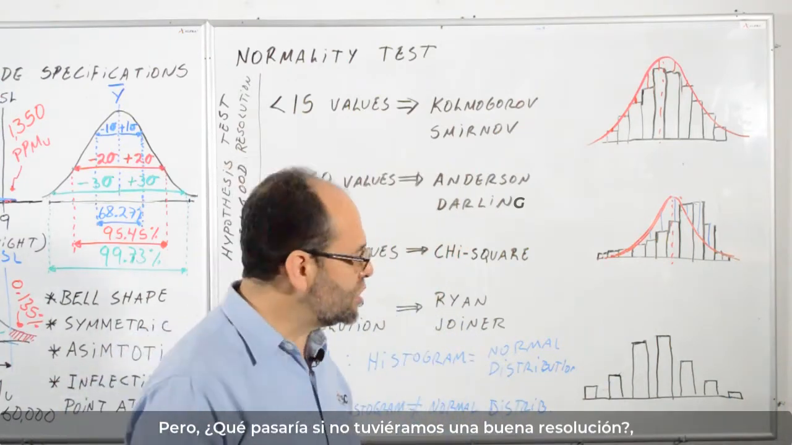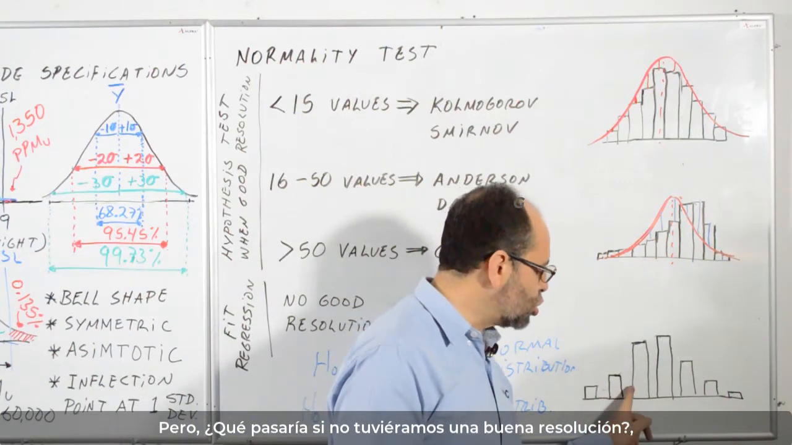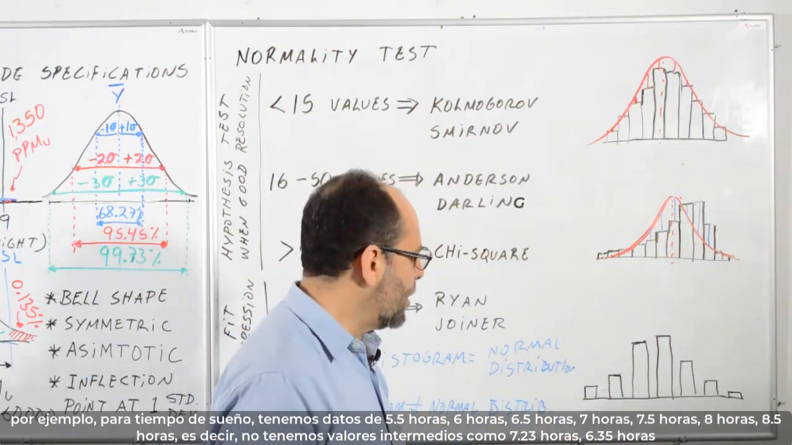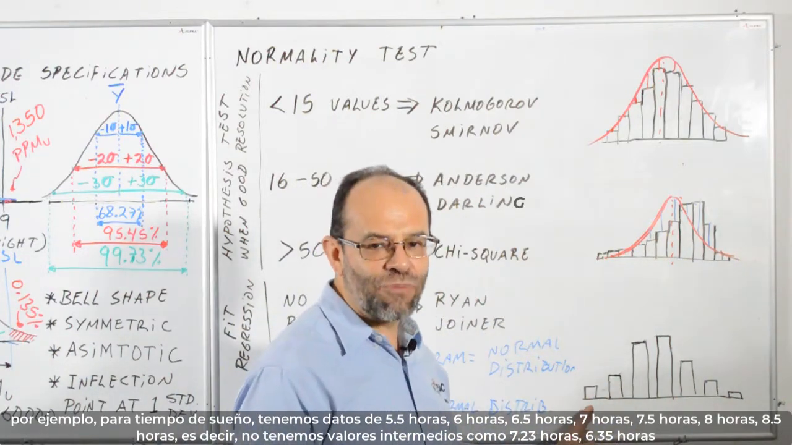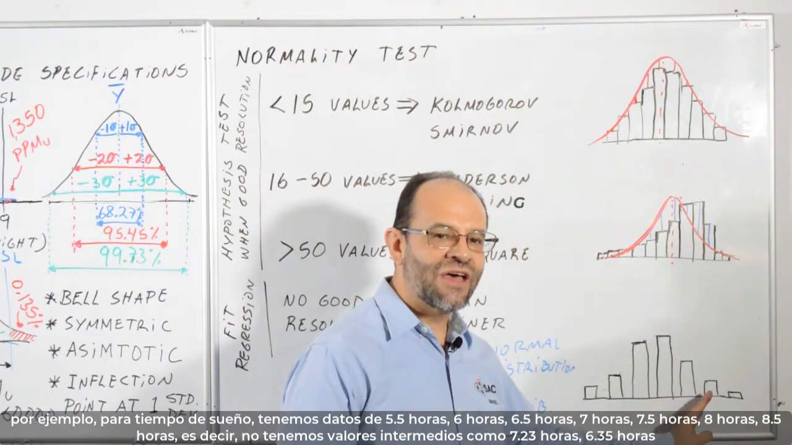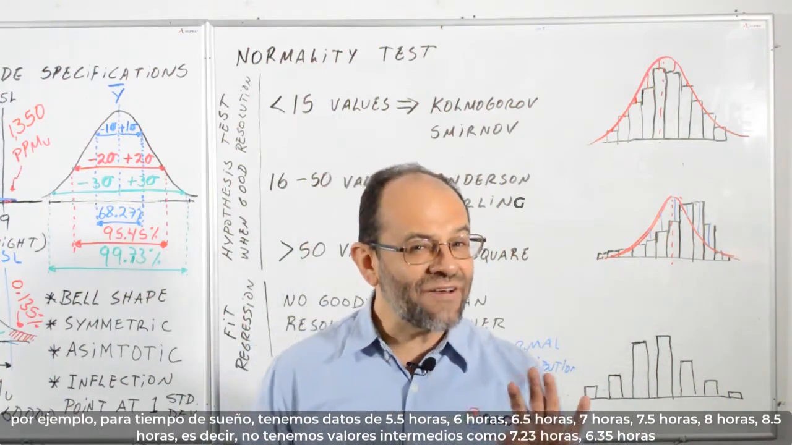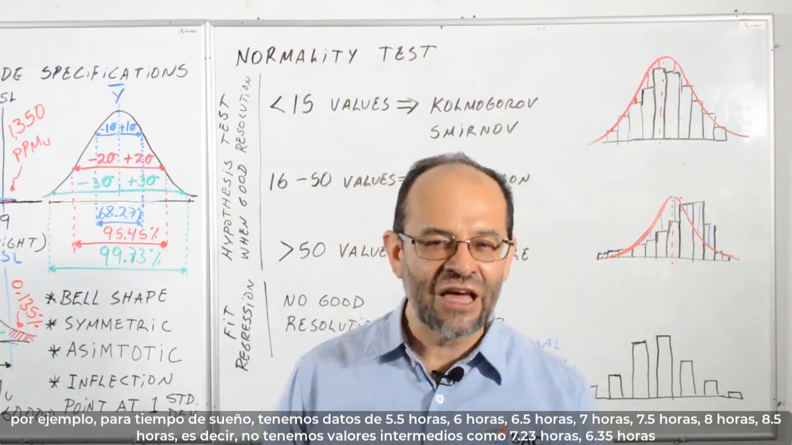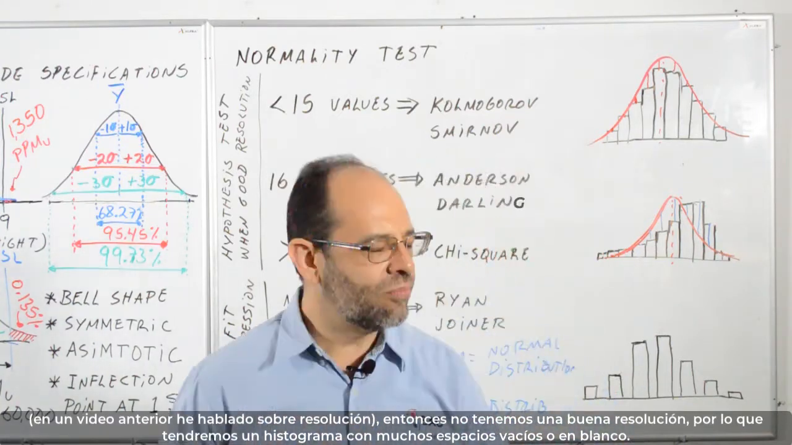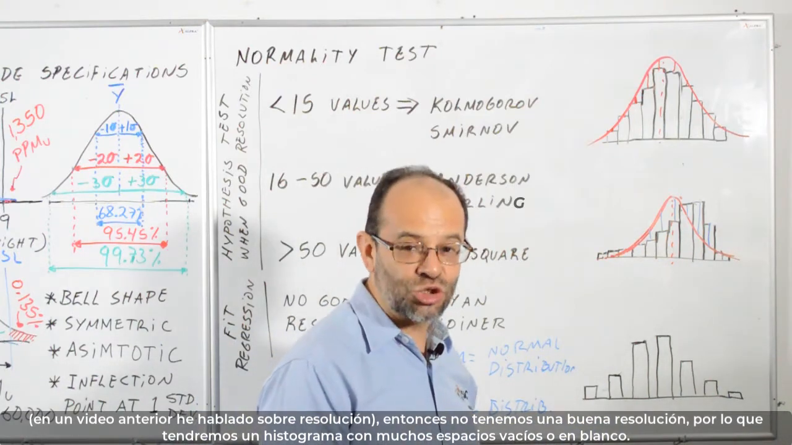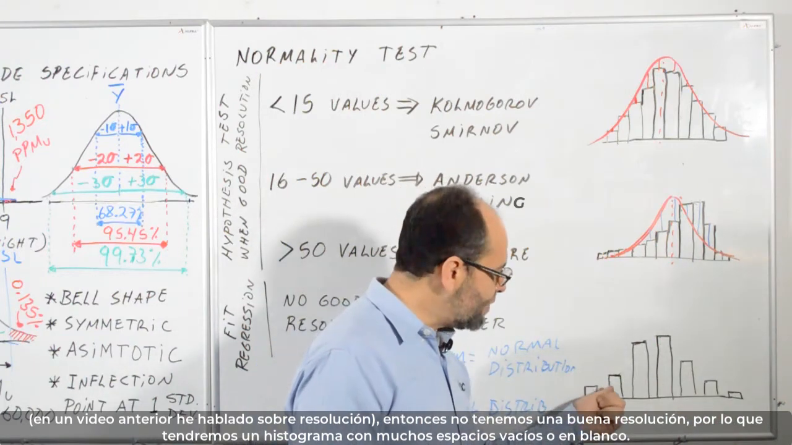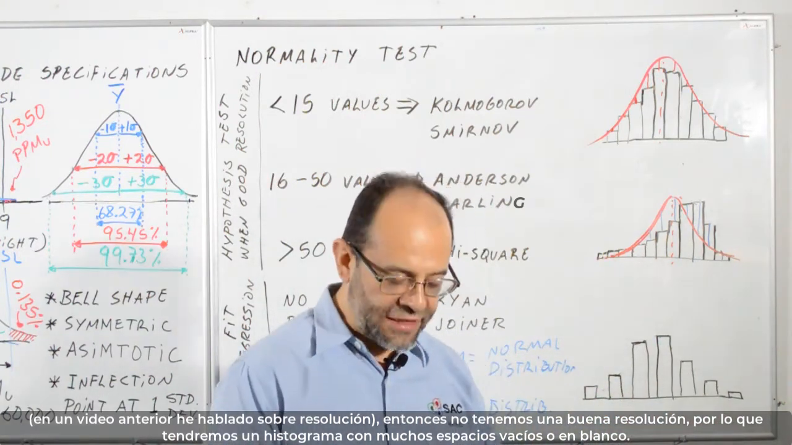But now, what about if you are not having good resolution? For instance, sleep time. If you are having 5.5 hours, 6 hours, 6.5 hours, 7 hours, 7.5, 8.5 hours. So you don't have any value in the middle. You don't have anything like 7.23 hours, 6.85 hours. So, well, in a previous video I have talked about resolution. You are not having good resolution. You will have a histogram like this one, and you will have many empty spaces or empty blanks.